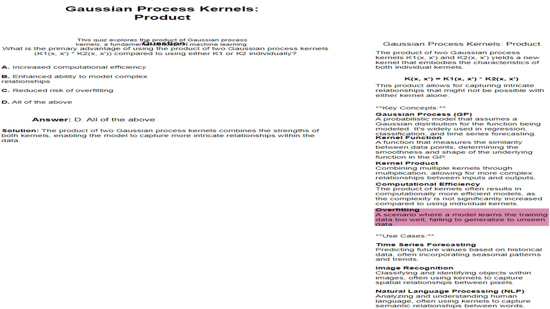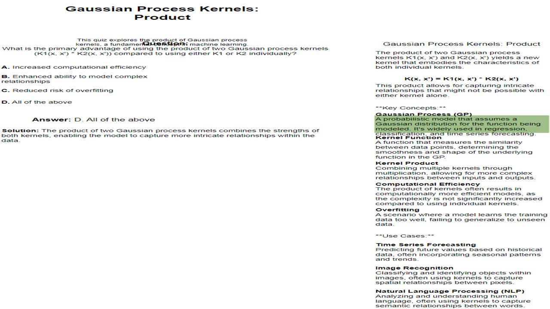True. Overfitting. By incorporating features from both kernels, the model avoids solely relying on the characteristics of a single kernel, which can lead to overfitting. This helps the model generalize better to unseen data. True. Answer. The product of kernels provides the advantages of enhanced relationship modeling, computational efficiency, and reduced overfitting, making all of the above the correct answer. It's the most comprehensive option, encompassing all the benefits. True. All of the above.